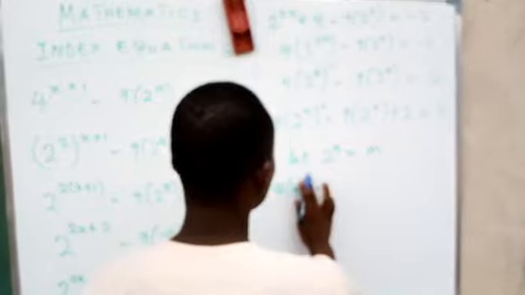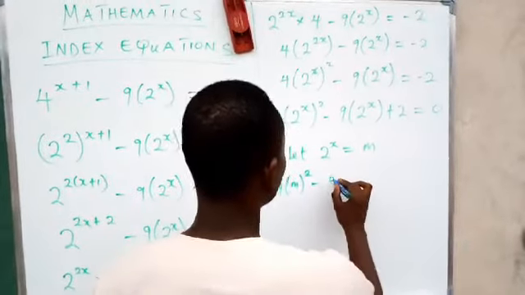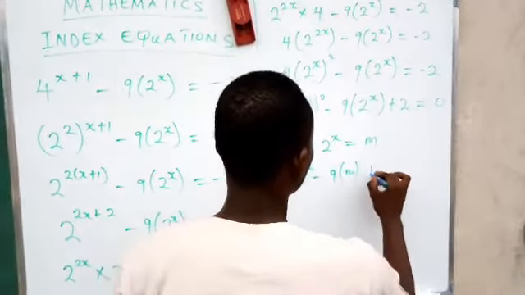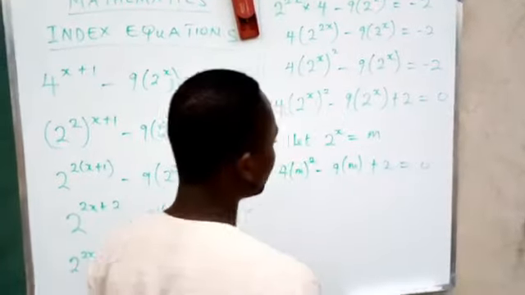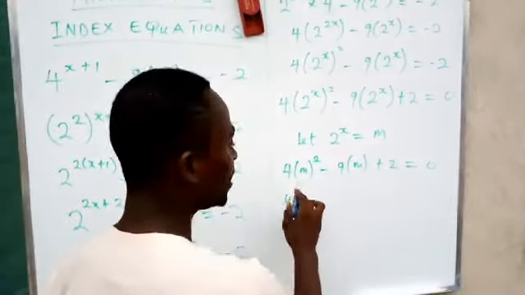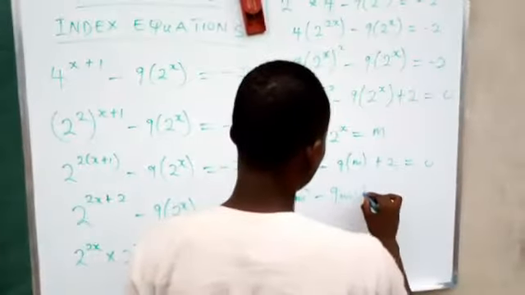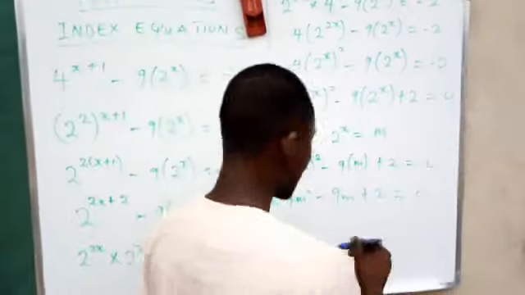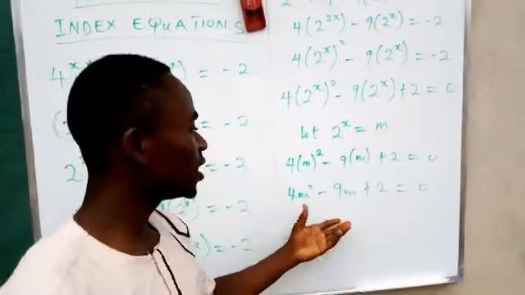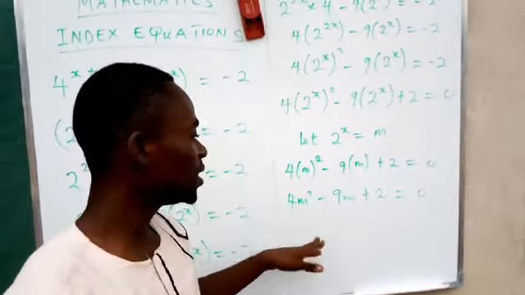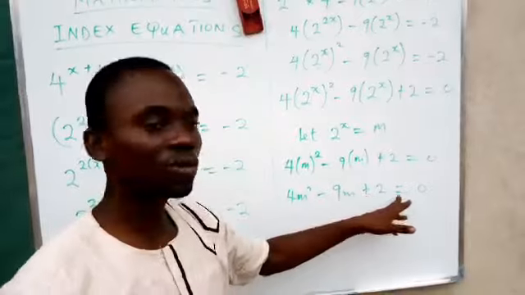minus 9 into m plus 2 to be equal to 0. So simplifying this gives us 4m squared minus 9m plus 2 equal to 0. You can now see that the full form of the quadratic equation is now revealed. You have 4m squared minus 9m plus 2 equal to 0.